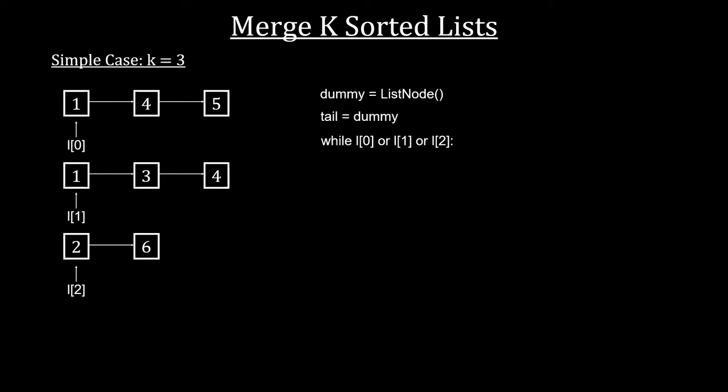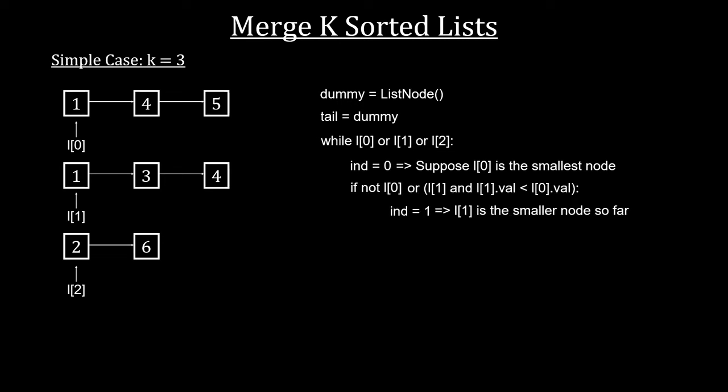Then, for as long as we haven't visited all the nodes, so at least one of L0 or L1 or L2 is not null, we will find the smallest node, push it into the answer, and increment the corresponding pointer. Again, we start with index equals 0, so we suppose that L0 is the smallest node. Then we check for L1. If L0 is null, so this node actually doesn't exist, or, if it exists, and also L1 exists, and the value of L1 is less than the value of L0, then index becomes 1. This means that L1 is the smaller node found so far.